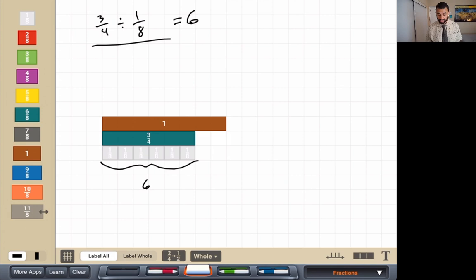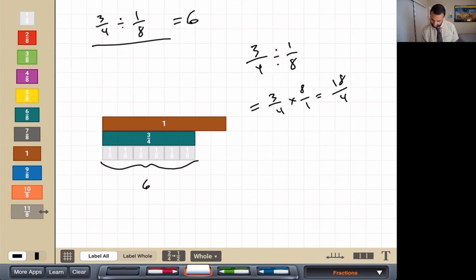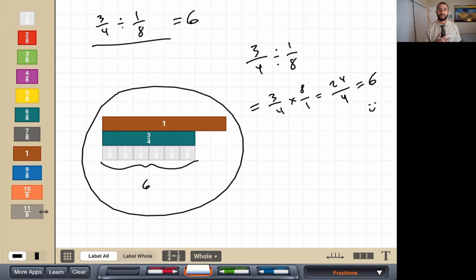So 3/4 divided by 1/8, we know that that's equal to 3/4 times 8/1, which is 18/4. Is that right? Oh, sorry, not 18. Blech. I was like, that doesn't sound right. 3 times 8 is 24/4, which is 6. There it is again. How amazing is that? So this is how you would model 3/4 divided by 1/6, or 1/8, my bad.